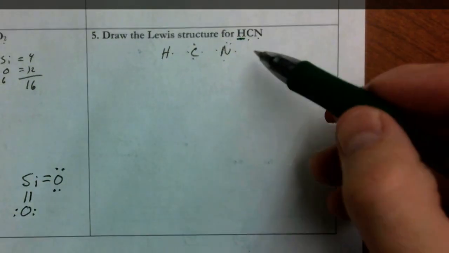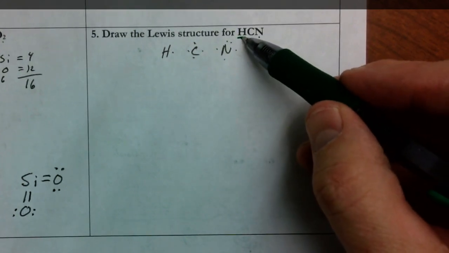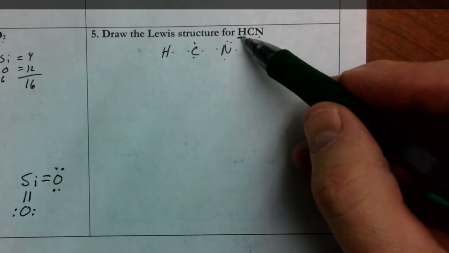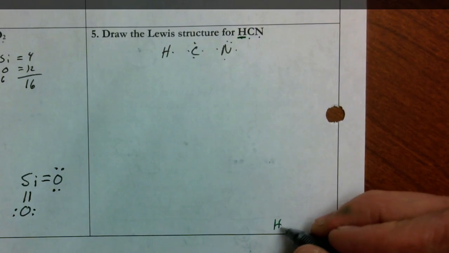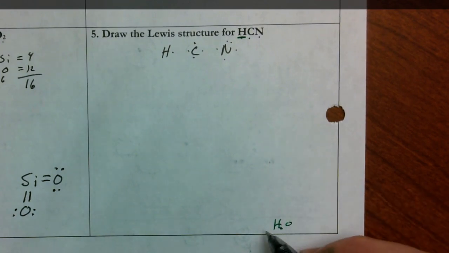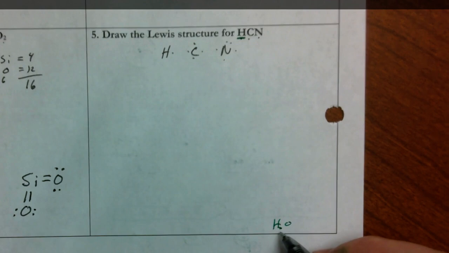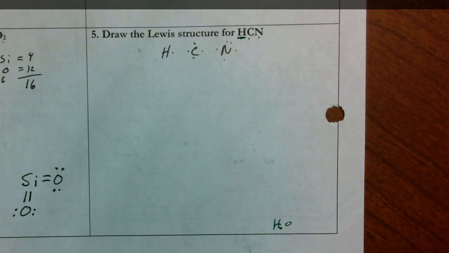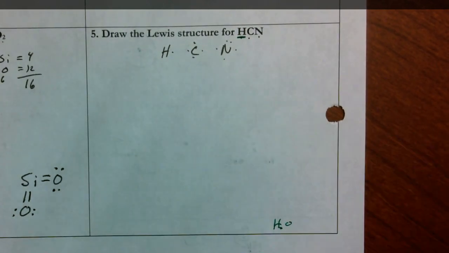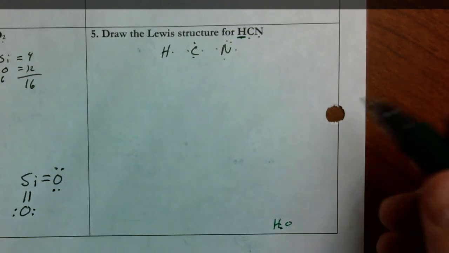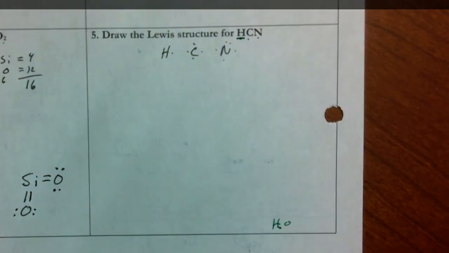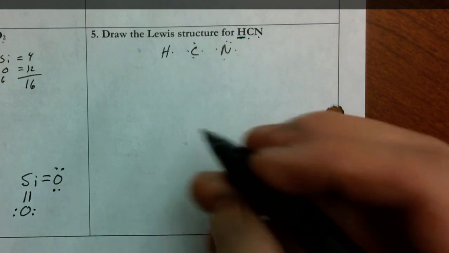Just having trouble focusing. So hydrogen comes first in the formula, but it's not the central atom. Water is the same way, right? Water is H2O. Hydrogen comes first in the formula, but oxygen is actually the central atom. So always draw the Lewis structures to determine the central atom. But if you can't tell from the Lewis structures, you can look at what comes first. Then this one, we can tell carbon's in the middle.